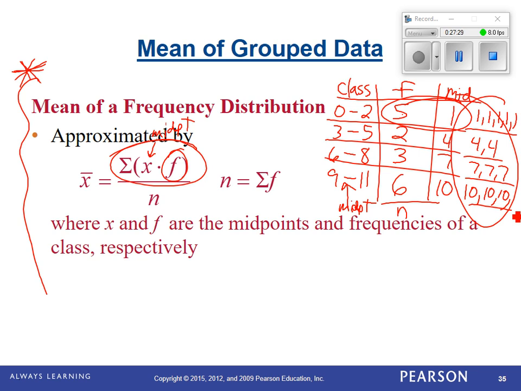All right, but you really don't have to do that. You just multiply this number times that, this number times that, this number times that, this number times that. Add all those up, and you can probably do that on your calculator. If I was doing this on my calculator, I'd punch in 5 times 1 plus 2 times 4 plus 3 times 7 plus 6 times 10, and that's going to give me the sum of all of them. Then I hit equals, then I hit divided by 16. That gives me the mean of that frequency distribution chart.